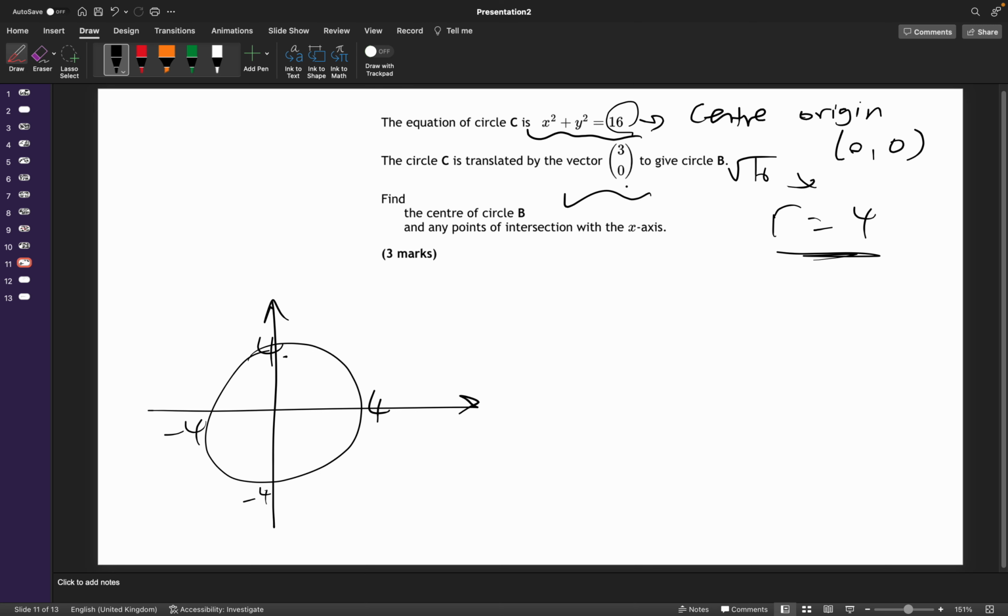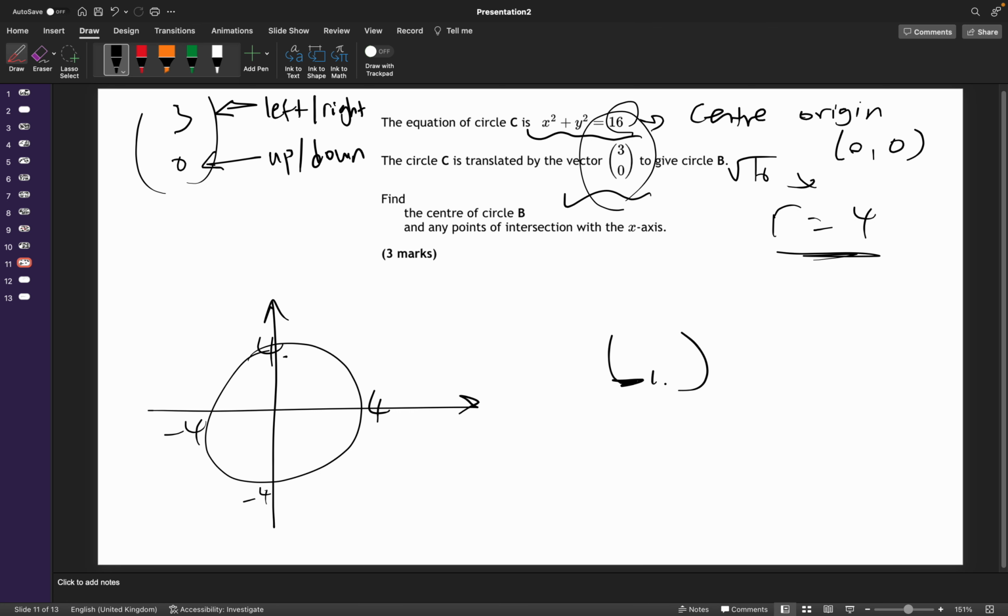We're translating it by the vector 3, 0. Now, if I briefly summarize vectors, the top number tells you whether it's moving right or left, and the bottom number tells you if it's going up or down. This one's moving right. It's pretty easy to remember because you go along the corridor and up the stairs when you write the coordinates: along the corridor is the x, up the stairs is the y. So the top is always for the x-axis and the bottom is for the y-axis, so left and right, and up or down.